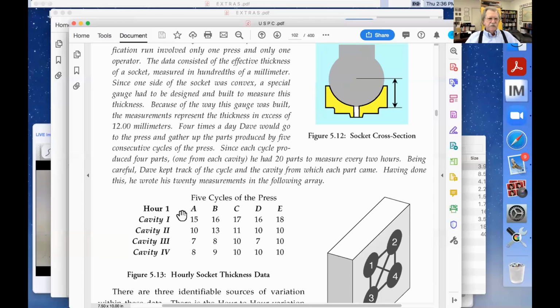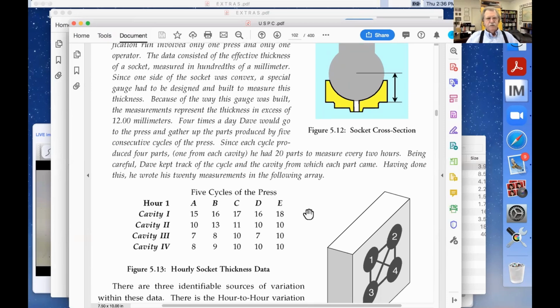And so 15 is 15 hundredths of a millimeter above the minimum spec. 10 is 10 hundredths of a millimeter above the minimum spec. So the 0 is just the minimum spec point. That's what's being recorded. So that's the data. So each hour he goes out there, each visit, I call it hour here, but it is really a visit. Each visit he has 5 cycles and 4 cavities.